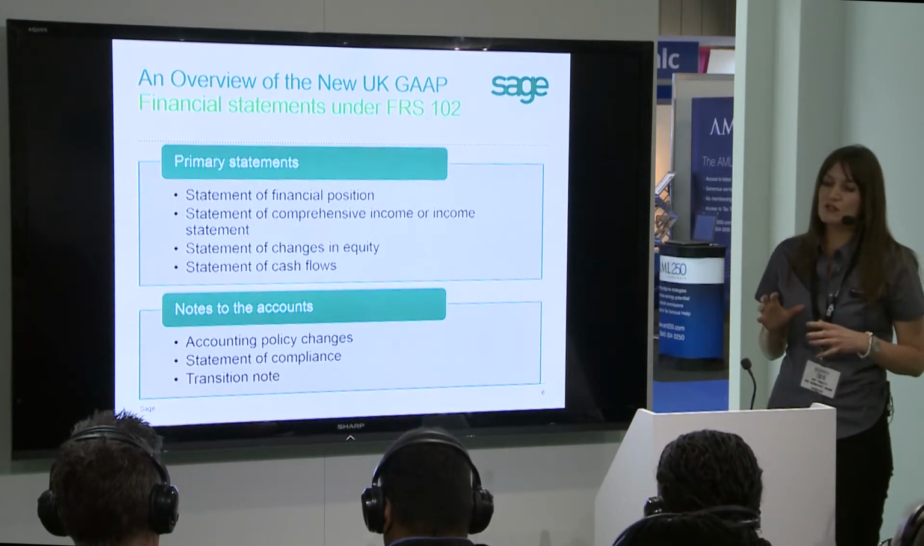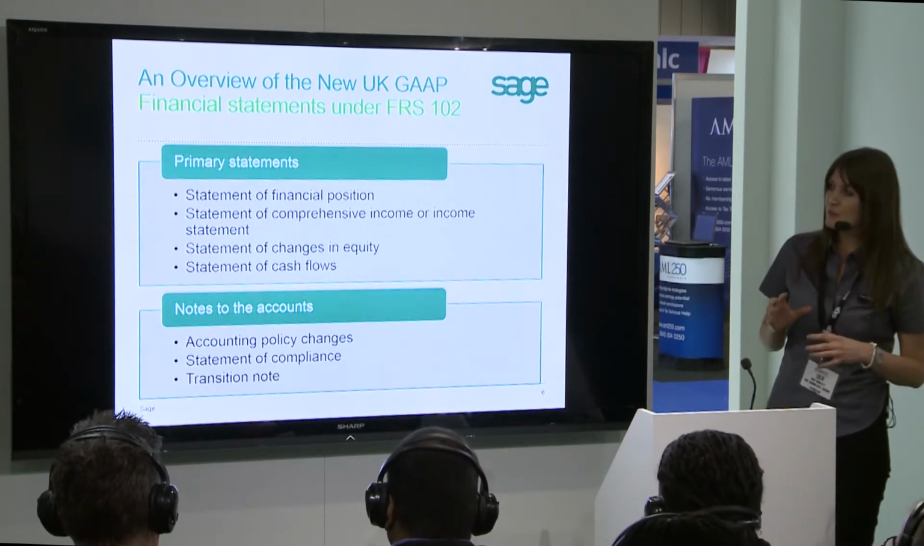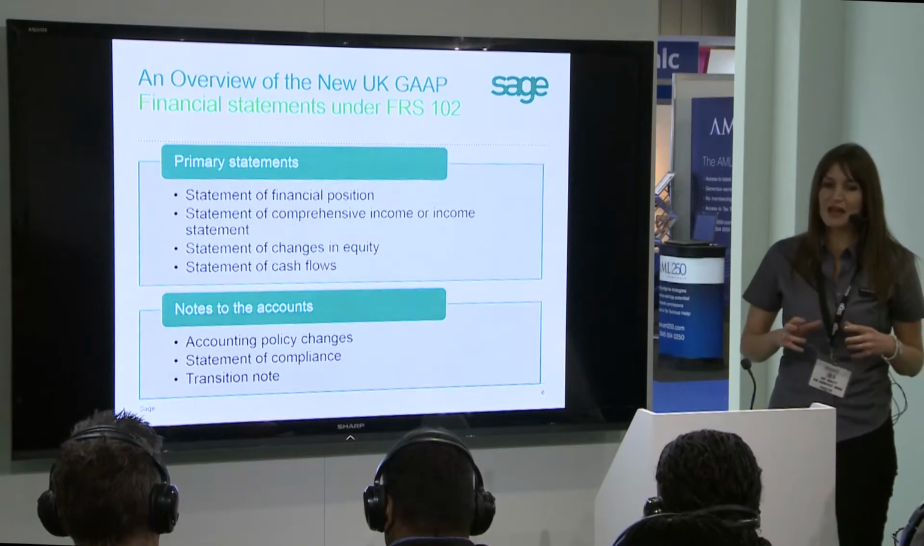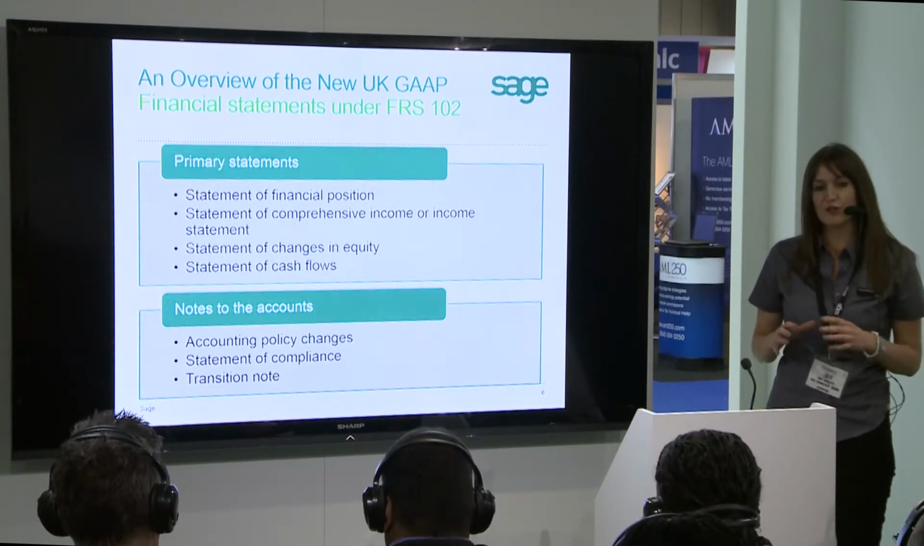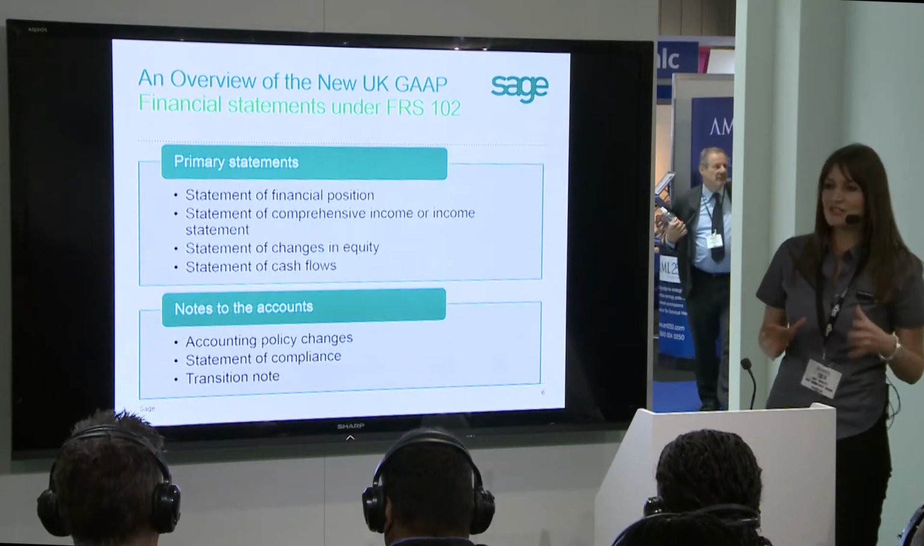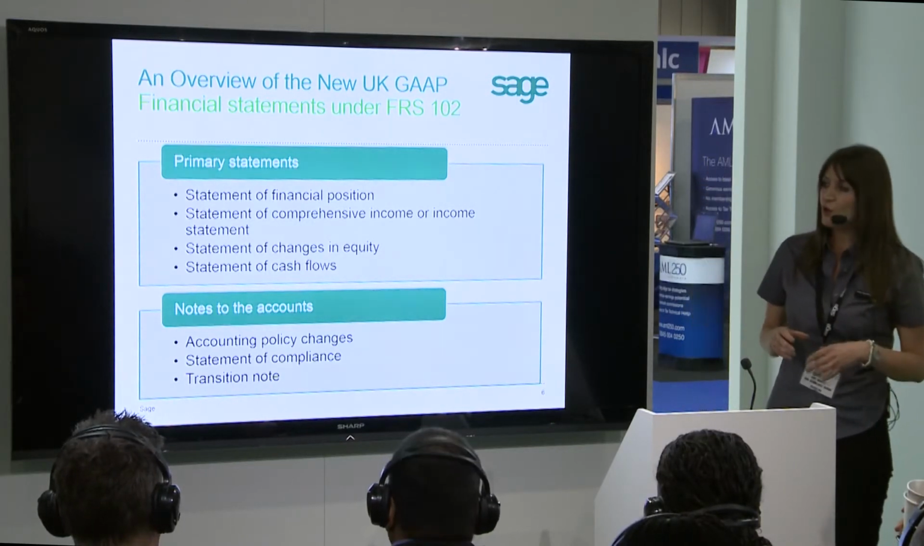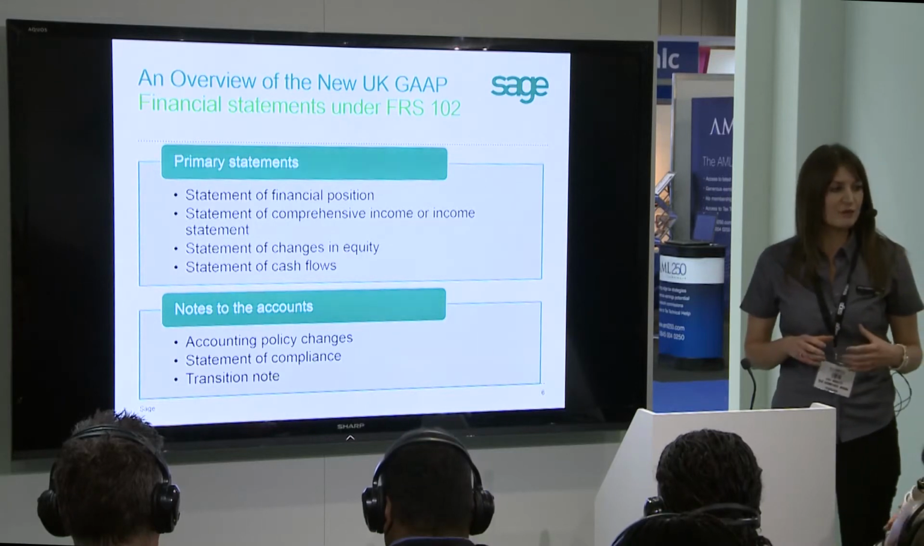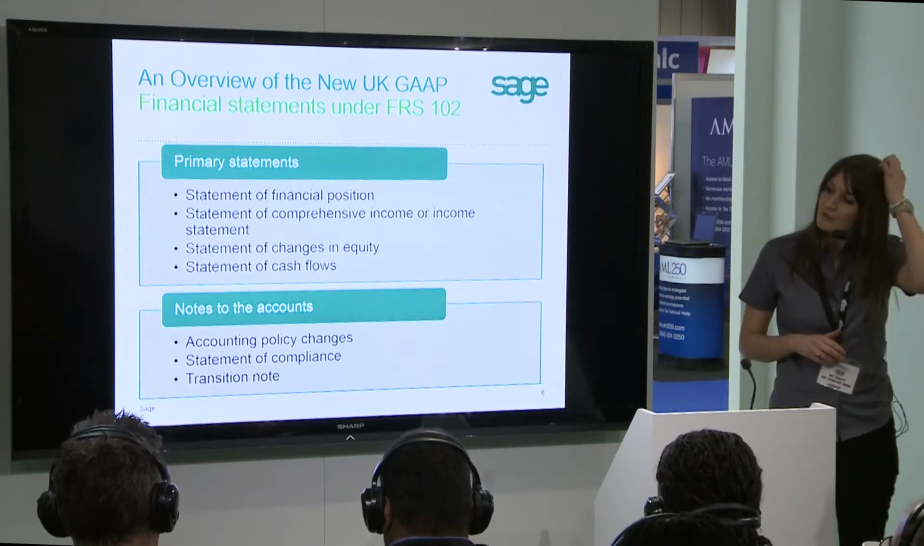There are options around which statements you can present. So depending on the transactions you have, you can choose to combine your income statement with your statement of comprehensive income, or your statement of changes in equity with your statement of comprehensive income.